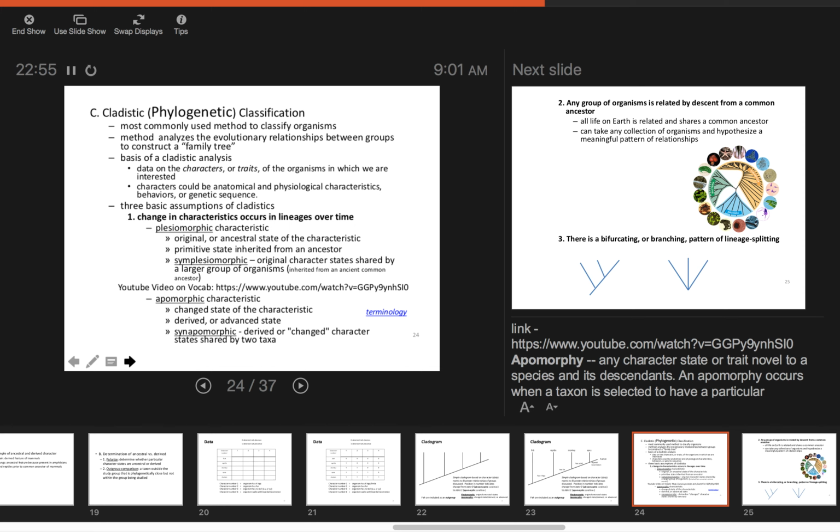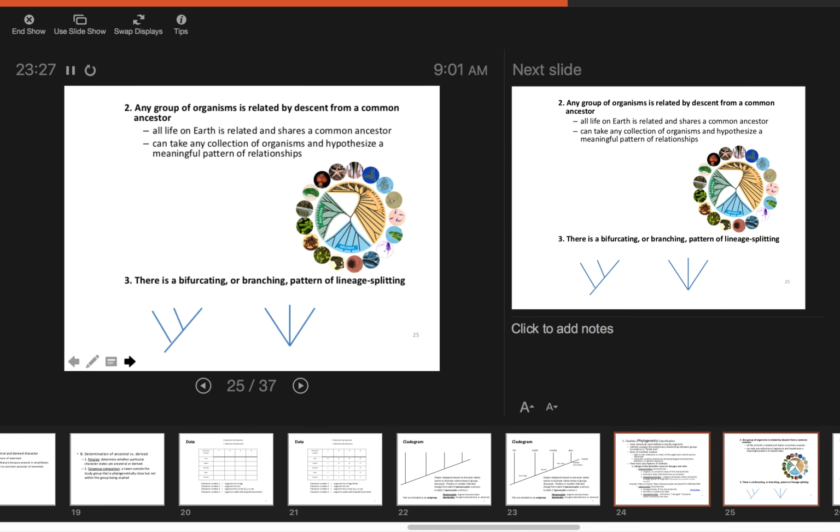There are 3 assumptions with cladistics. Plesiomorphic characteristics, that means that they're original or ancestral. It's primitive. However, there's a sub-vocab word underneath plesiomorphic, symplesiomorphic. It means that they're shared by a common group of organisms. Apomorphic is a derived, advanced state, but it can be changed, shared by 2 or more taxa. So they all, to me, look the same, but there really is a difference.